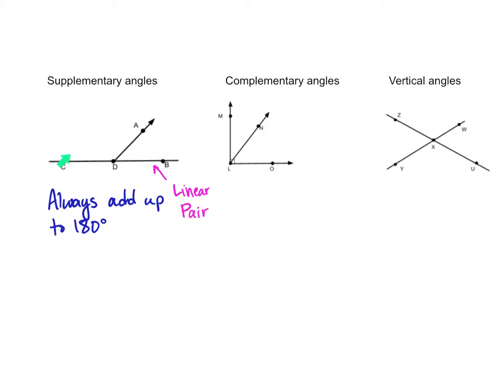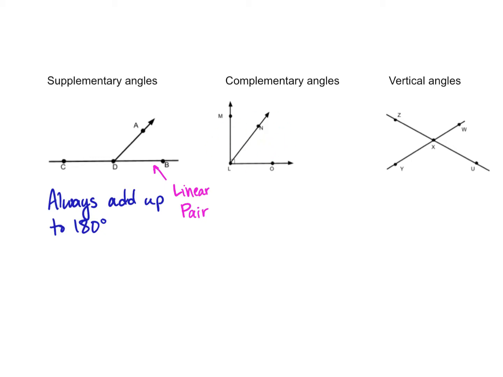If I'm looking at angle CDA, so this angle right here, and angle ADB, this angle right here, these two are adjacent angles because they're right next to each other. They share that same ray, that DA. So that's important to know as well. So yeah, that's kind of what you need to know about supplementary angles.